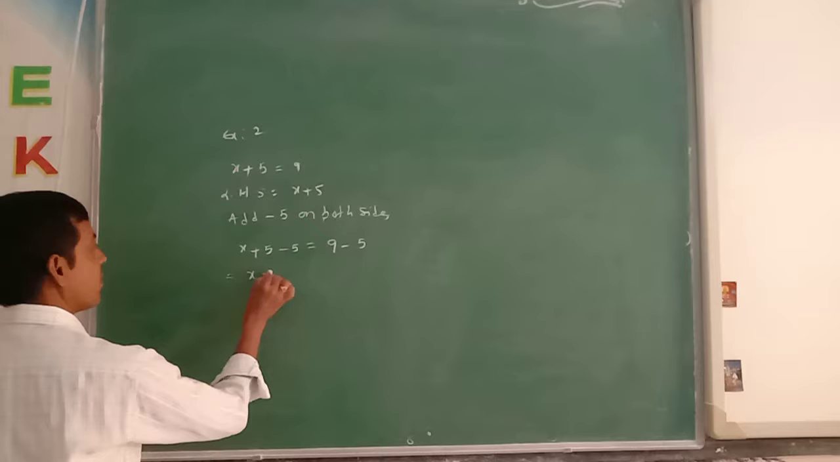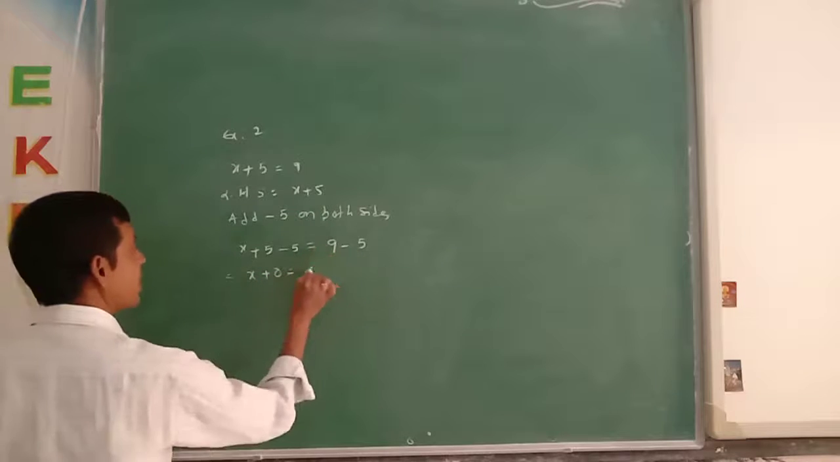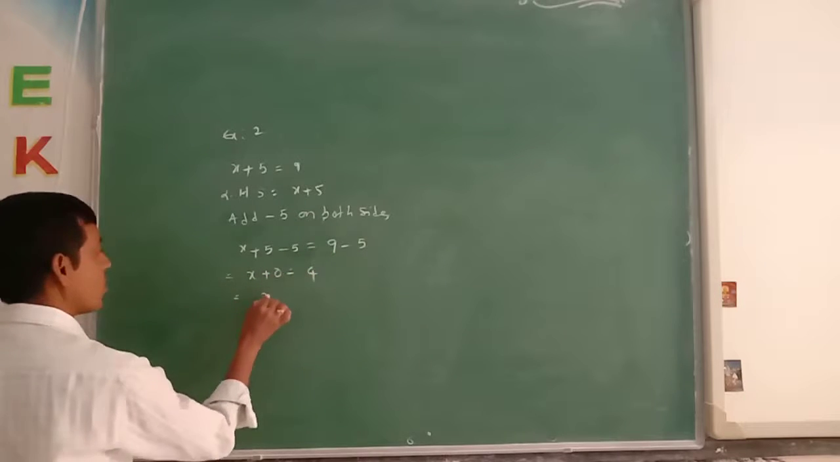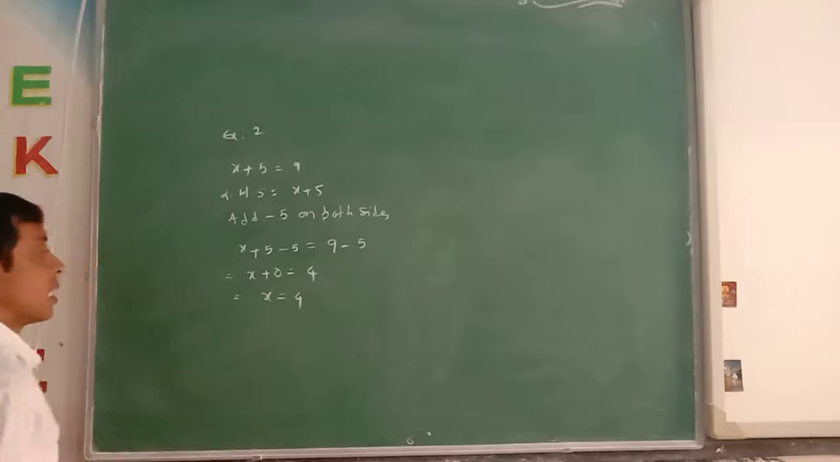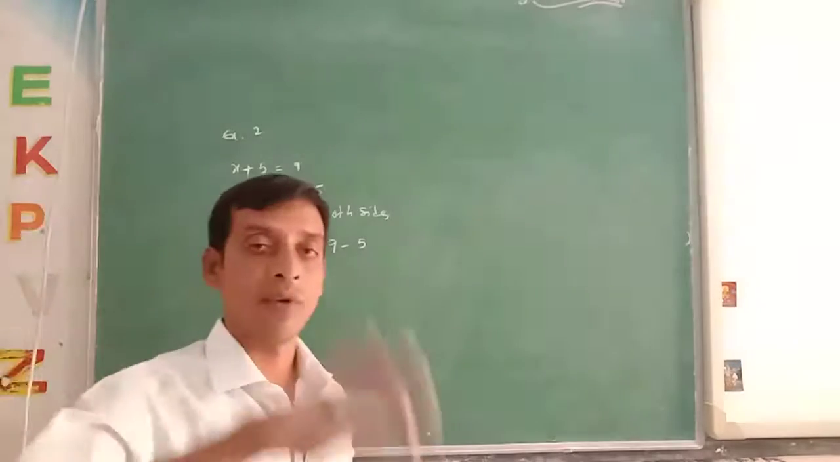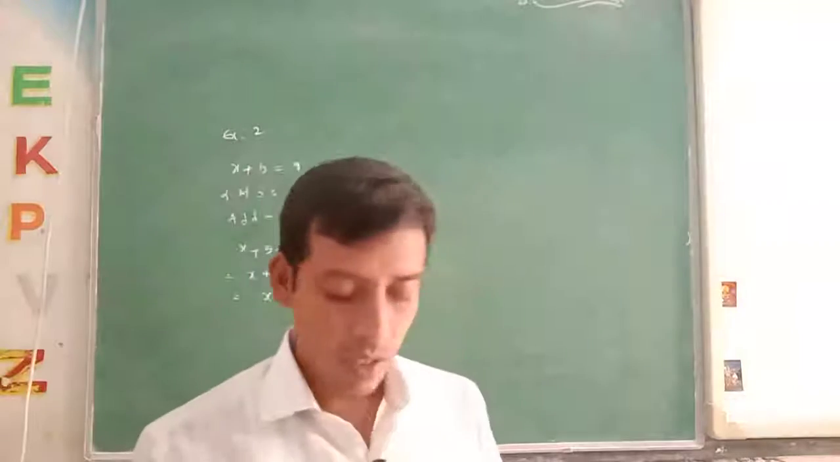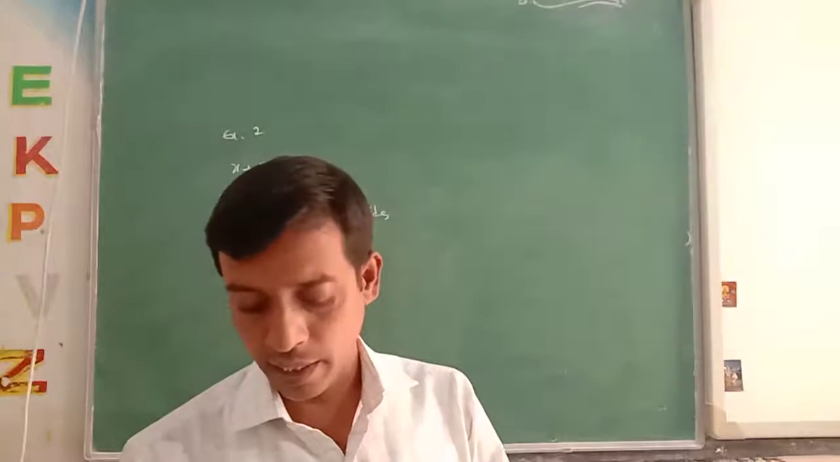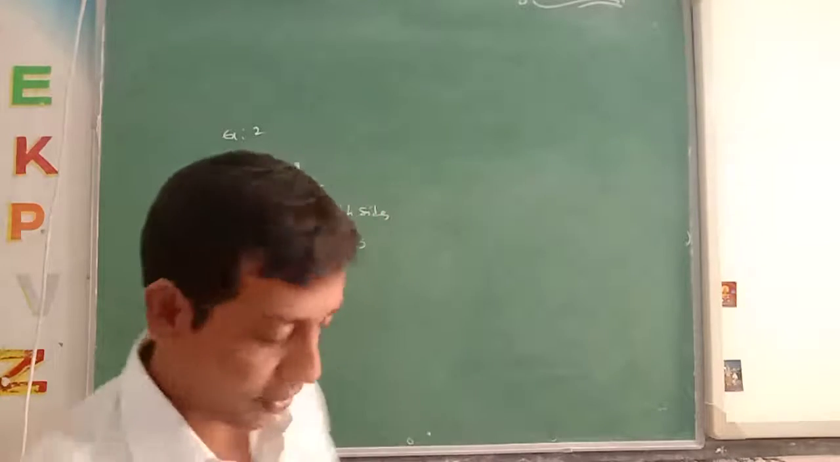Minus 5 plus 5, what is it? 0. 9 minus 5, what is it? 4. So x plus 0 means x is equal to 4. This is called a solution without transferring the terms. Clear? Next, let's see the second one.